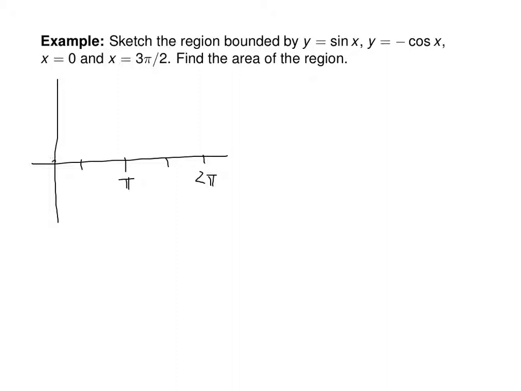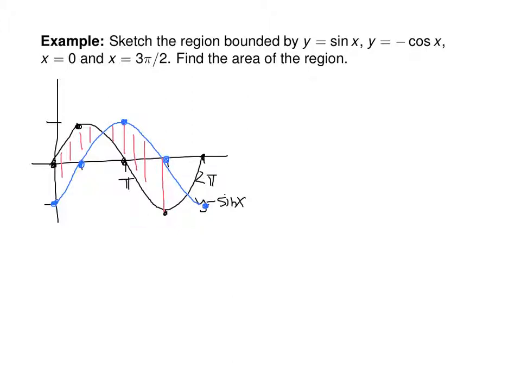Okay, so sine begins at 0. By pi over 2, we're at 1. By pi, we're at 0. By 3 pi over 2, we're at negative 1. And by 2 pi, we're back at 0. So there is the graph of the sine function. Now, negative cosine will begin at negative 1, cross at pi over 2, be positive 1 at pi, 0 at 3 pi over 2, and back down to negative 1 by 2 pi. And the area that we care about is this part plus that part. So the first thing we have to do is figure out that point of intersection there.